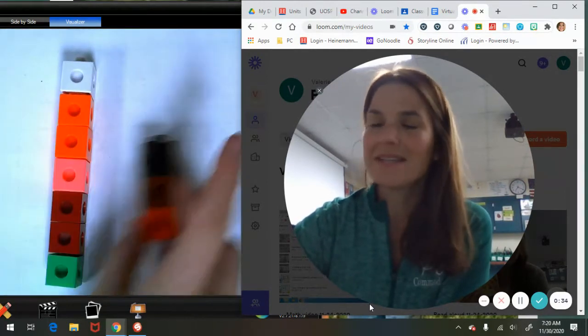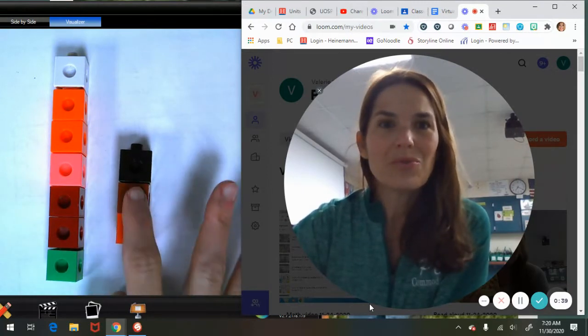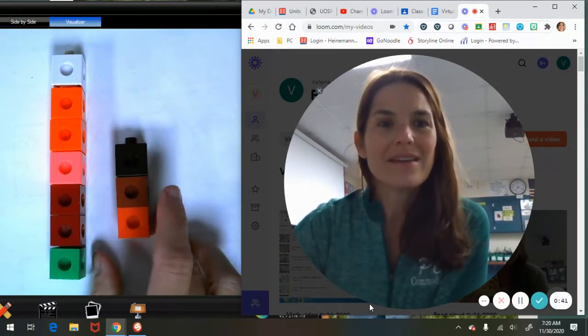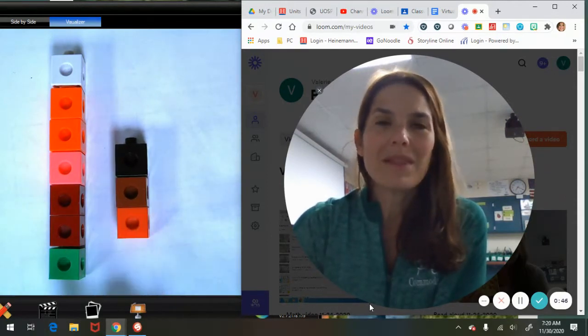Look at the next tower of cubes. Let's count those. 1, 2, 3. So I have a tower of 7 and a tower of 3. What do you notice about those two towers?